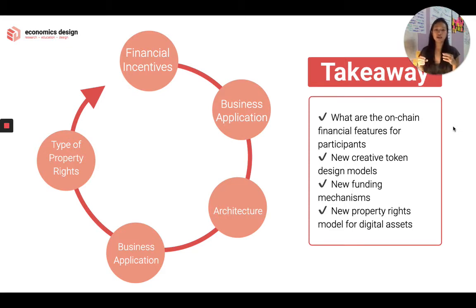So this is kind of a hypothetical case. So I think it's quite interesting to really sum up what we have done so far and take all the different kind of elements that we have covered in token design. So by the end of this, you should understand what are the on-chain financial features for participants, new creative token design models, new funding mechanisms, as well as new property rights model for digital tokens.